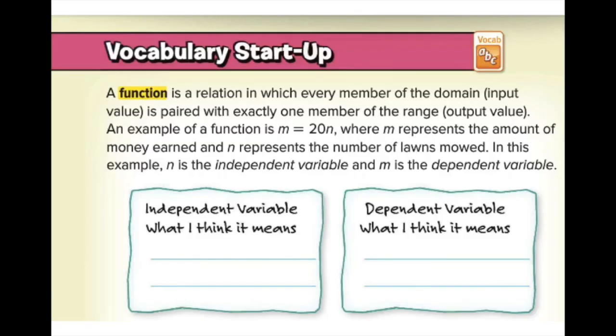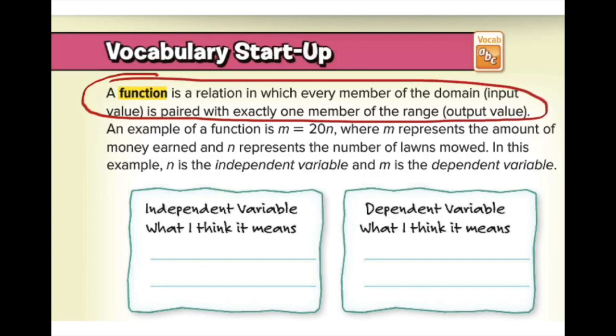Okay, before we start, let's do a little vocabulary. Right up top here is our definition of function. If you do not already have this in your vocabulary page, make sure you add this in. Okay, so just a reminder, a function is a relation in which every member of the domain is paired with exactly one member of the range. Okay, in other words, our domains are all unique.